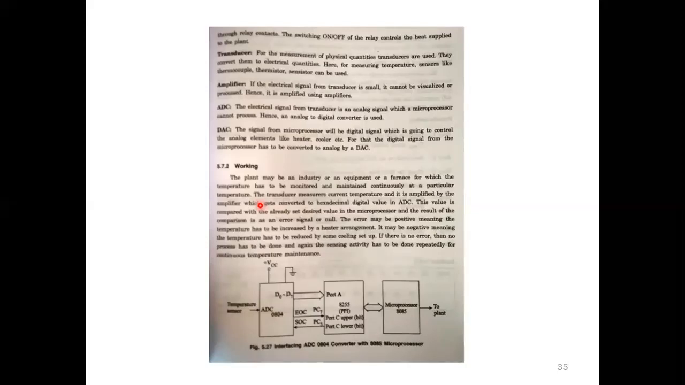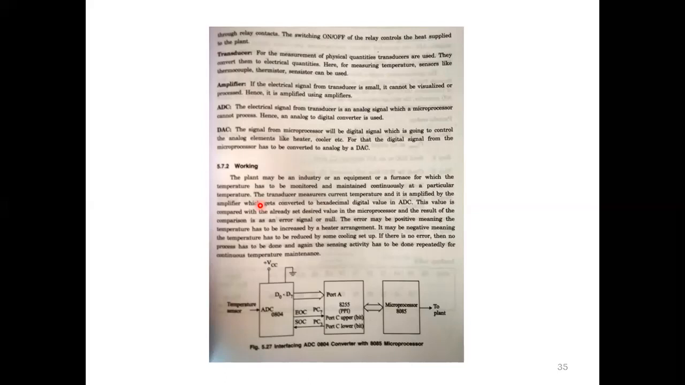So that is the amplifier. If the electrical signal from the transducer is small, it cannot be visualized or processed. Hence, it is amplified using amplifiers. So ADC: the electrical signal from the transducer is an analog signal, which a microprocessor cannot process. Hence, an analog to digital converter is used.